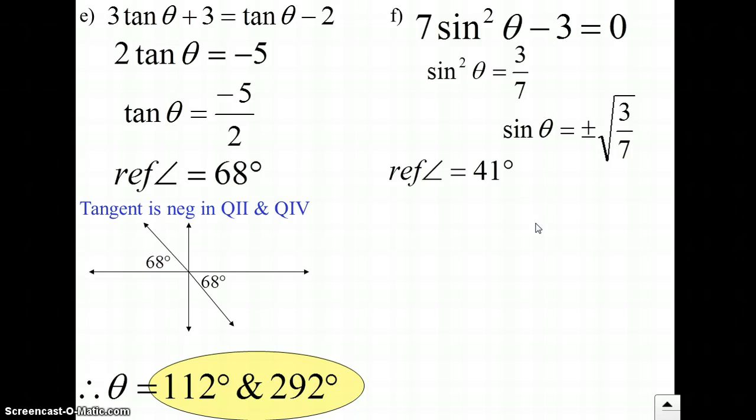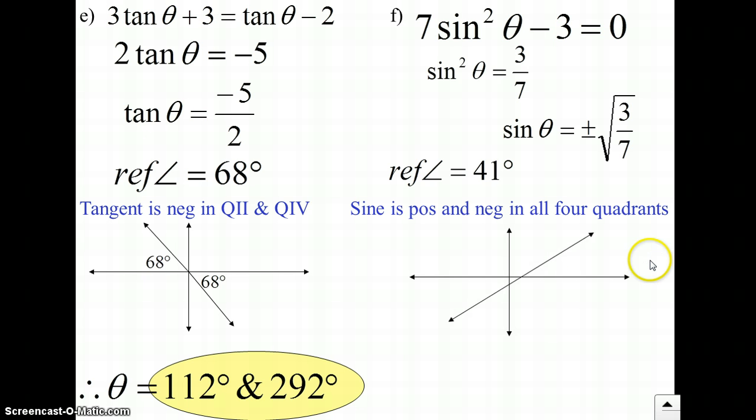You now ask yourself, where is the sine ratio positive or negative? Well, with restrictions between 0 and 360, the sine ratio is positive in quadrants 1 and 2. It's negative in quadrants 3 and 4. So I want to check all 4 quadrants. It's positive in 2 of them and negative in 2 of them. So if I draw my reference angles of 41 degrees in each quadrant, there they are.